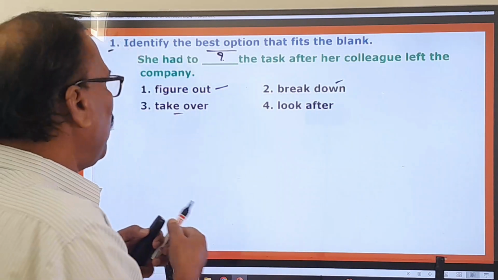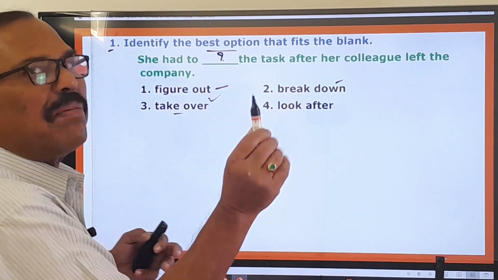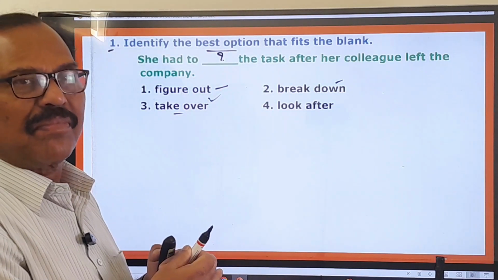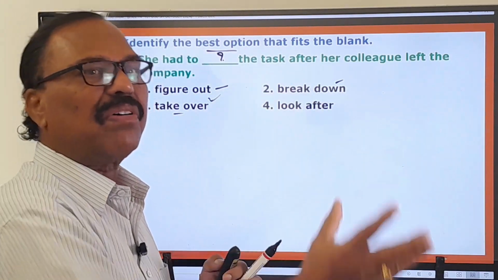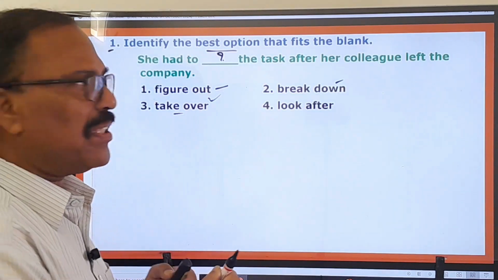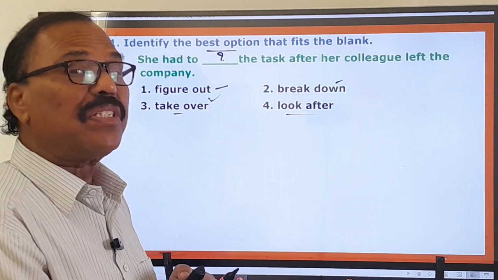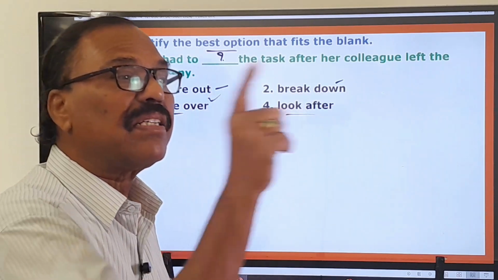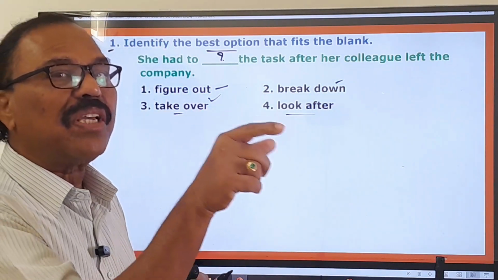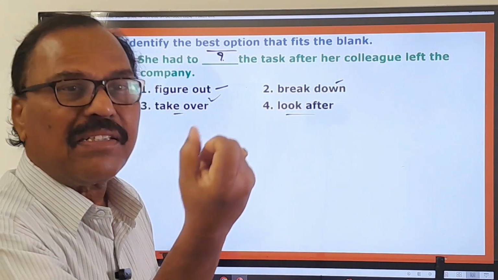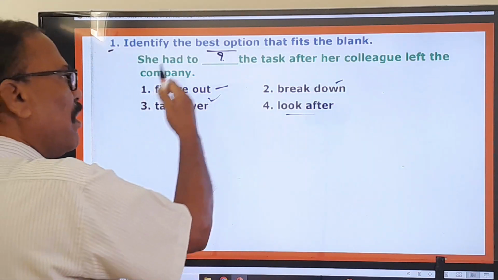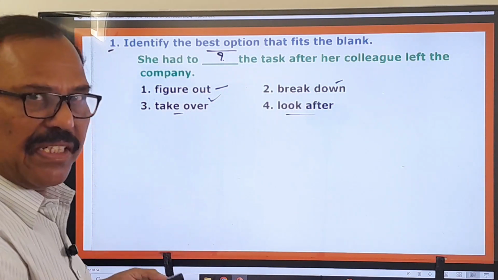That is called takeover. The private college was taken over by the government. Taken over, you know very well. Look after means to take care of. Who is looking after your younger sister? Who is looking after your parents? Something like that. So, you know the meanings of all these phrasal verbs.